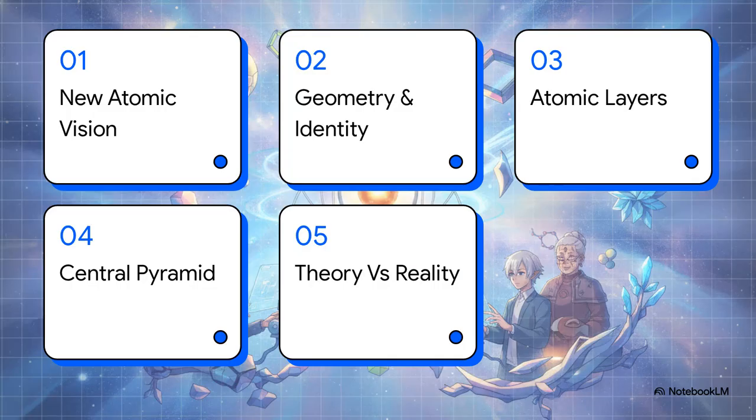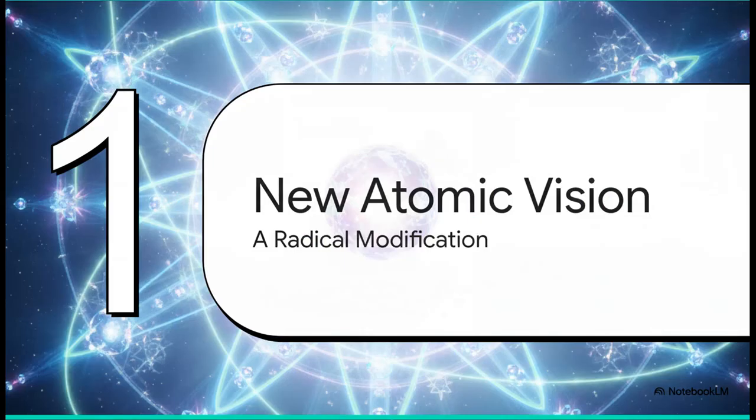To get our heads around this, we've got a clear atomic journey mapped out. We'll start with a new atomic vision, then get into the geometry of particle identity, followed by navigating the atomic layers. After that, we hit the Central Pyramidal Body, and finally, we'll weigh theory versus reality. All right, part one, a new atomic vision.